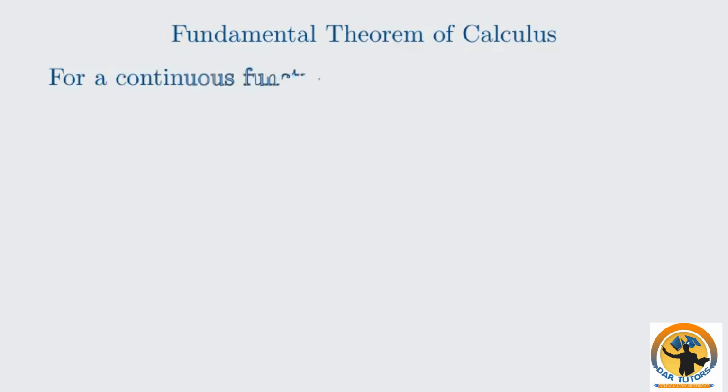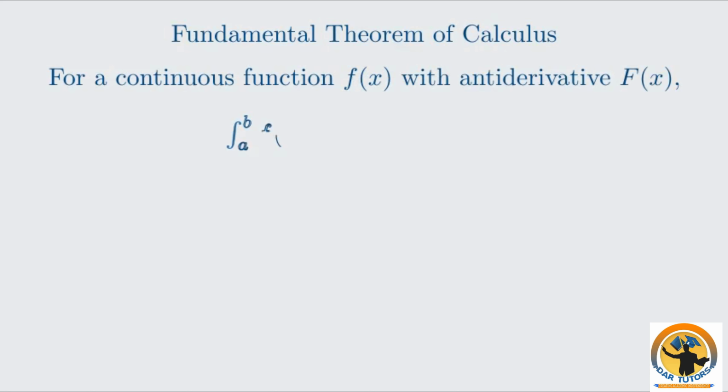Let's formalize this idea. We've previously encountered the fundamental theorem of calculus, which connects differentiation and integration. For a continuous function f of x, with an antiderivative F of x, the definite integral from a to b of f of x dx is equal to F of b minus F of a. This is the core definition of a definite integral. It represents the net change of the antiderivative F of x over the interval from a to b. Geometrically, if f of x is non-negative, this value is the area under the curve of f of x from x equals a to x equals b.